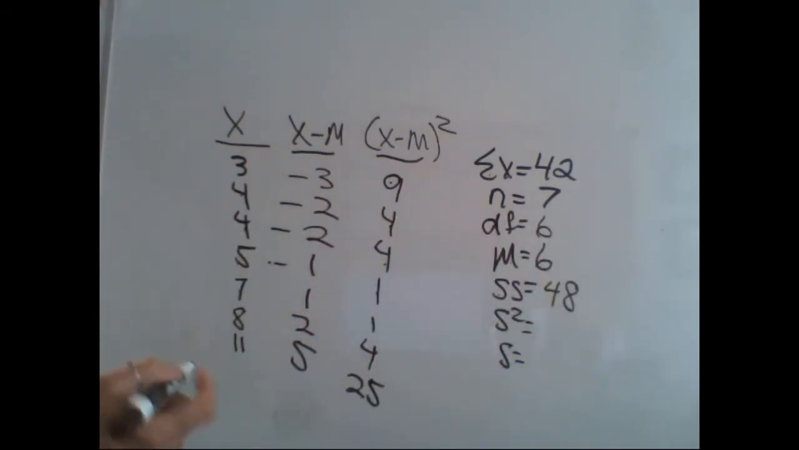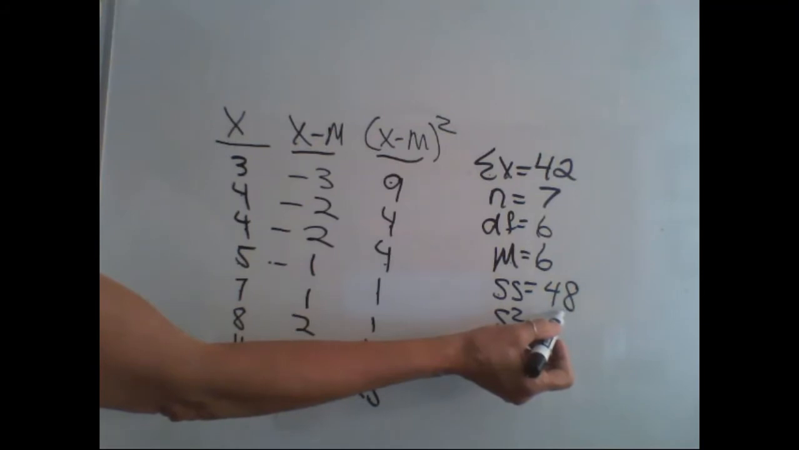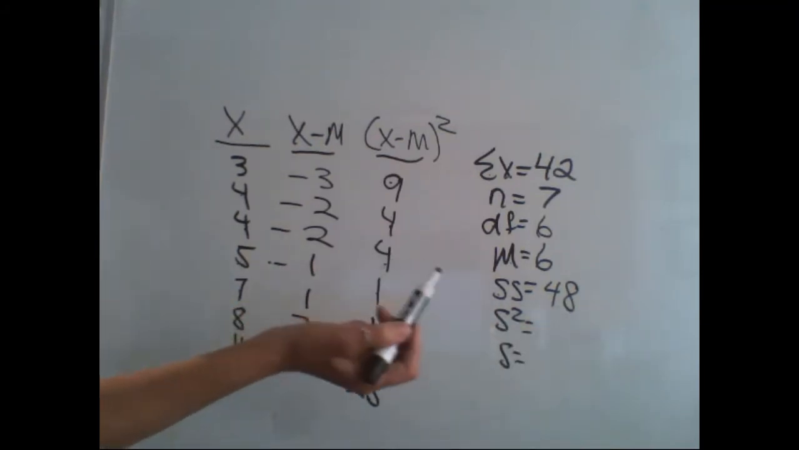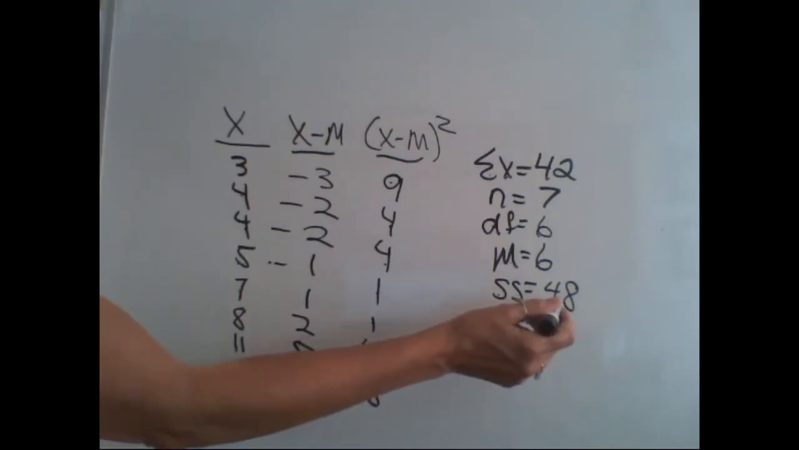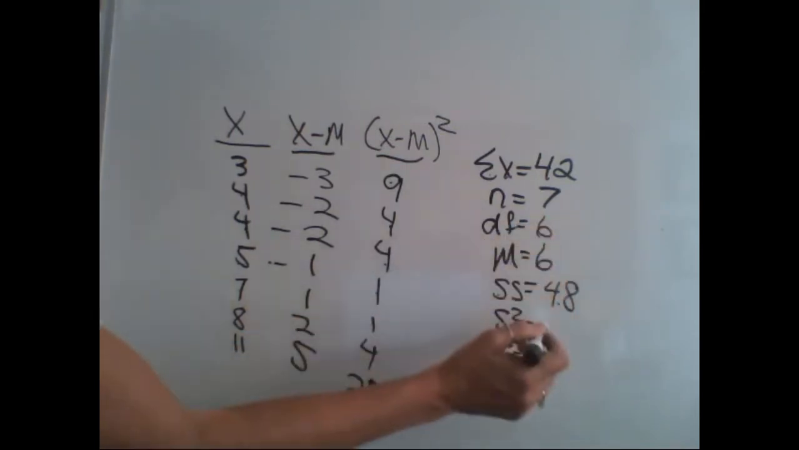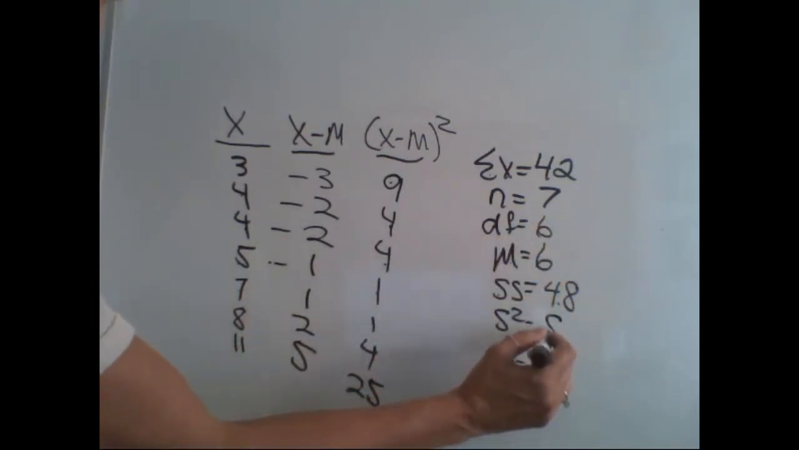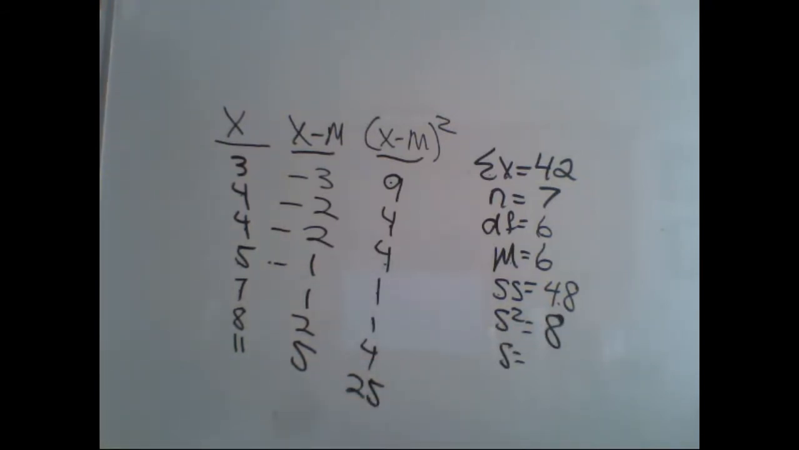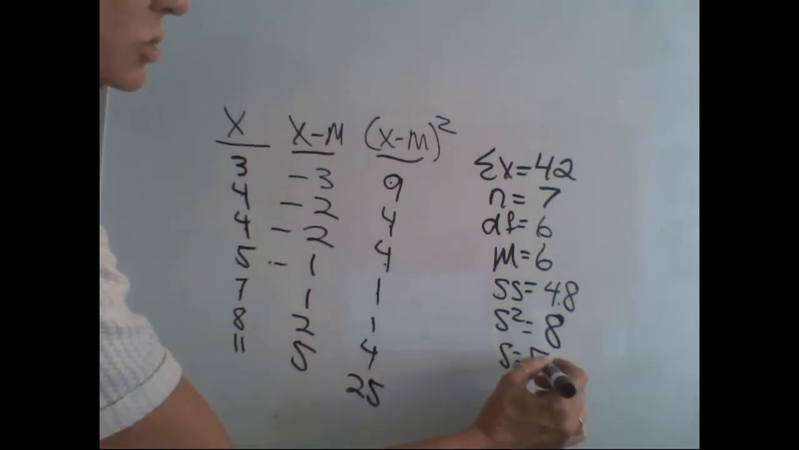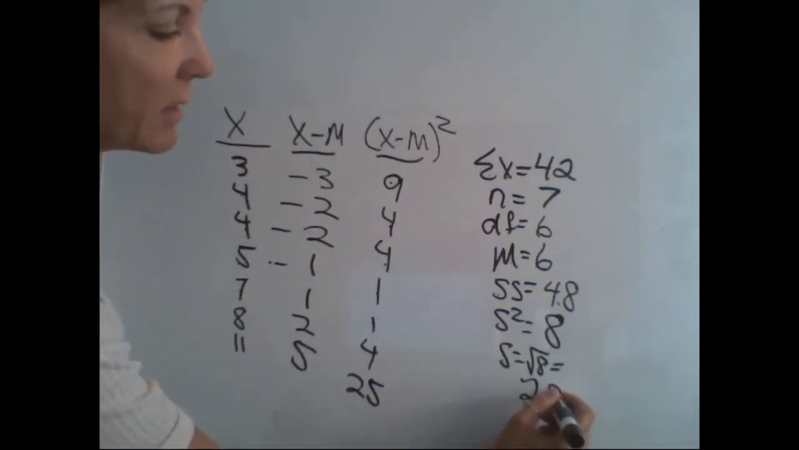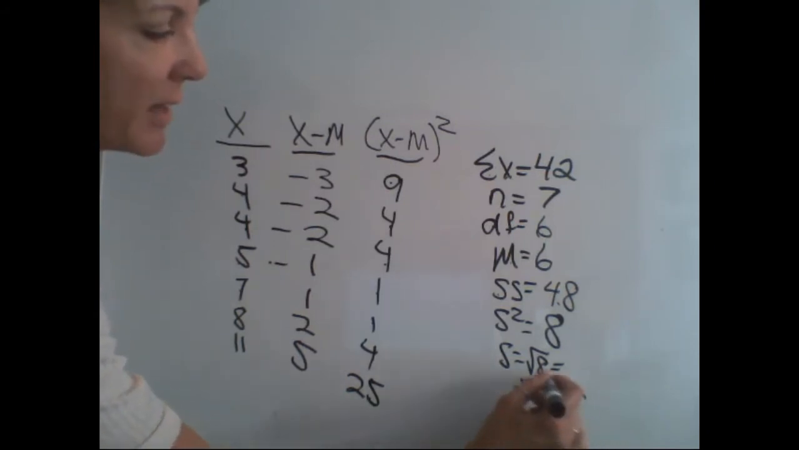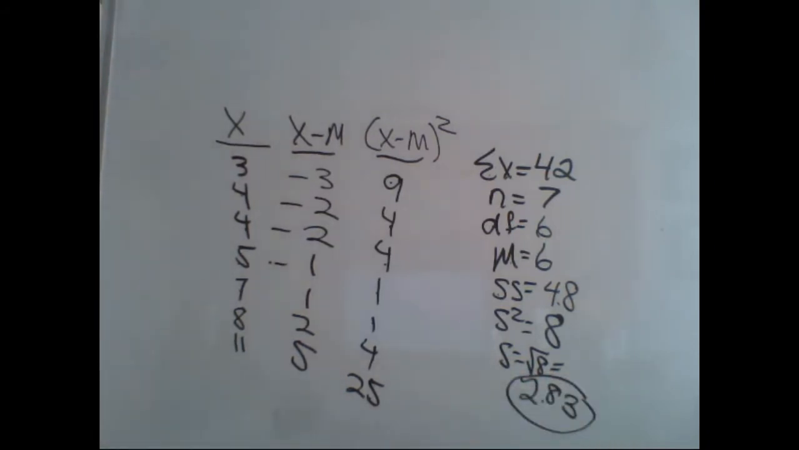So our next step is to take our sum of squares and divide by n minus 1, or our degrees of freedom. So 48 divided by 6 gives us a sample variance of 8. And to find the sample standard deviation, we just need to take the square root of 8, which is equal to 2.83. You'd have to do that on your calculator, but that is our sample standard deviation.